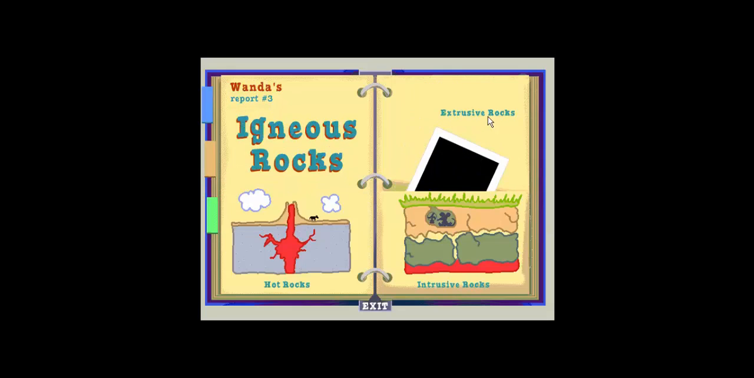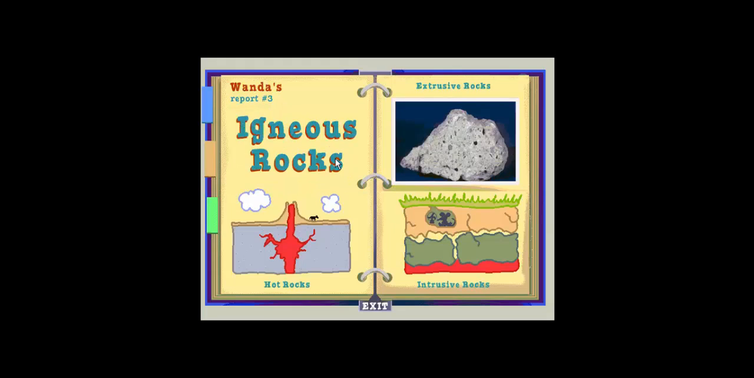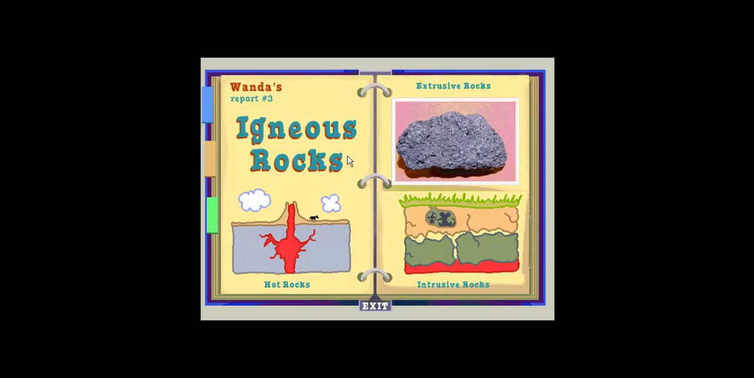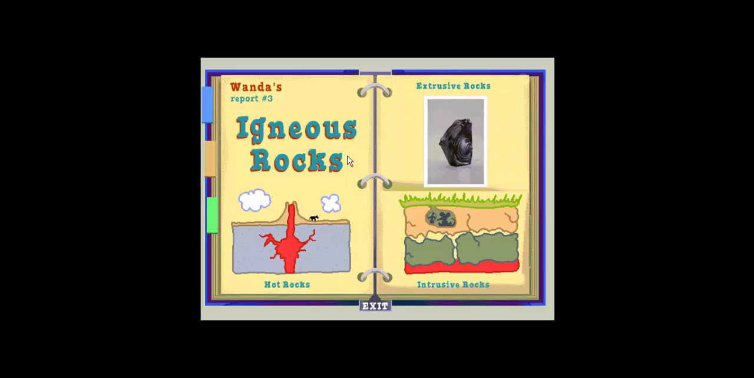Igneous rocks. Extrusive rocks. Igneous rocks that form outside the Earth are called extrusive rocks. They form from cooled lava, which is magma that comes out of the ground. Since the lava cools very quickly, the rocks have very small crystals, which are hard to see. Some extrusive igneous rocks are rhyolite, andesite, and basalt.